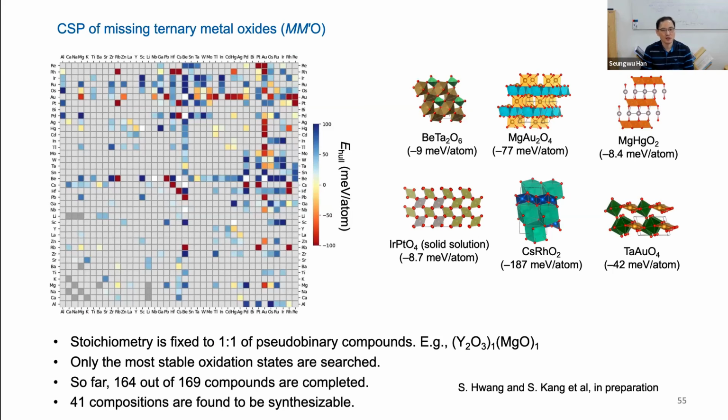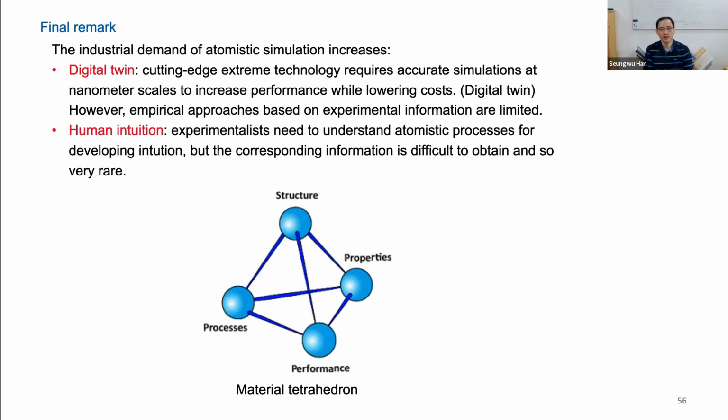So what we can do is try to find new materials. For example, this is the example of the ternary metal oxide. This is one of the most exhaustively explored compound families. But there are still missing combinations of metals in this ternary metal oxide. We searched all these combinations, and we found some that can be synthesized, with negative formation energy and without phase separation. So this is one of the things that we can do with this machine learning potential coupled with structure prediction. Okay, so this is almost the final remark.